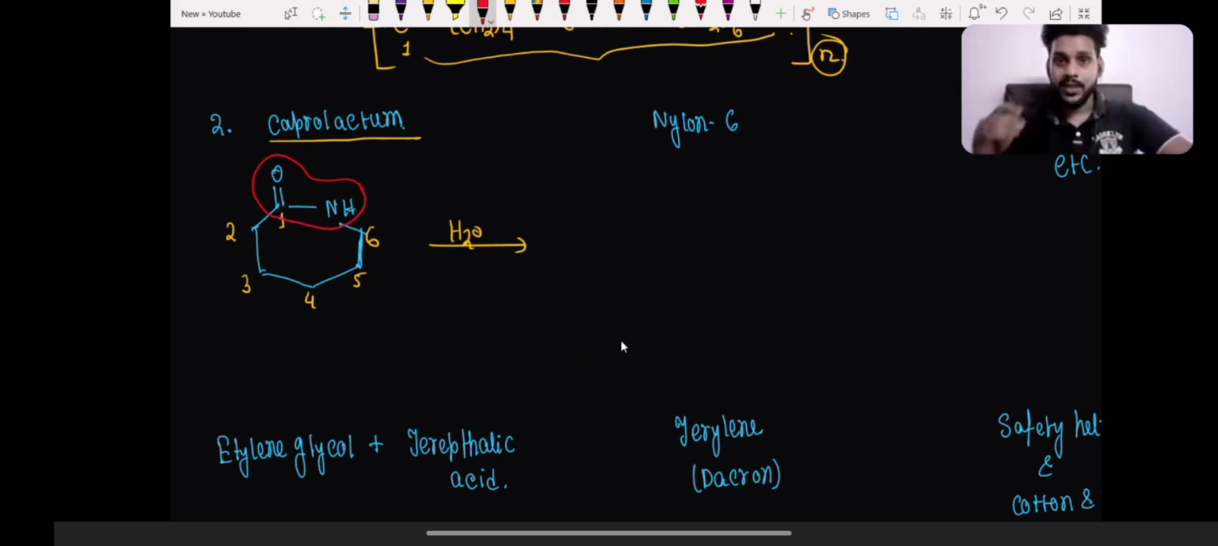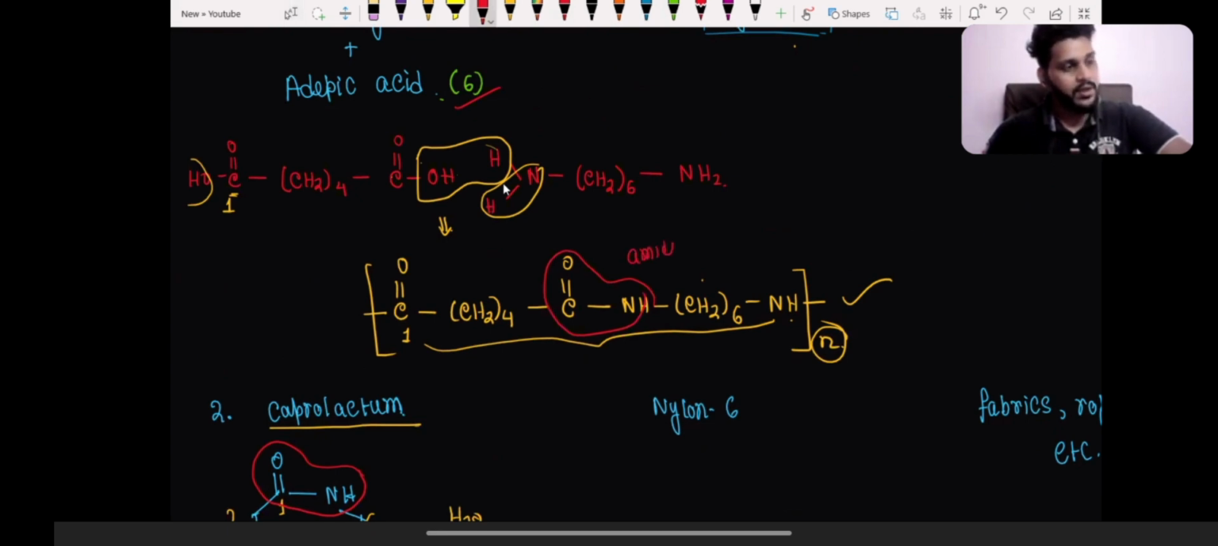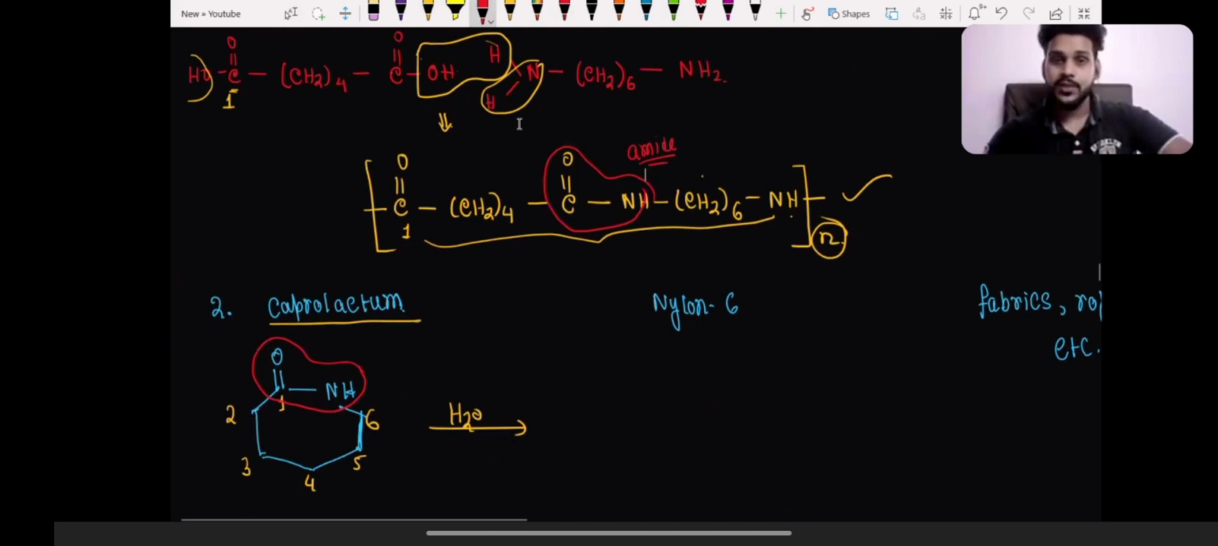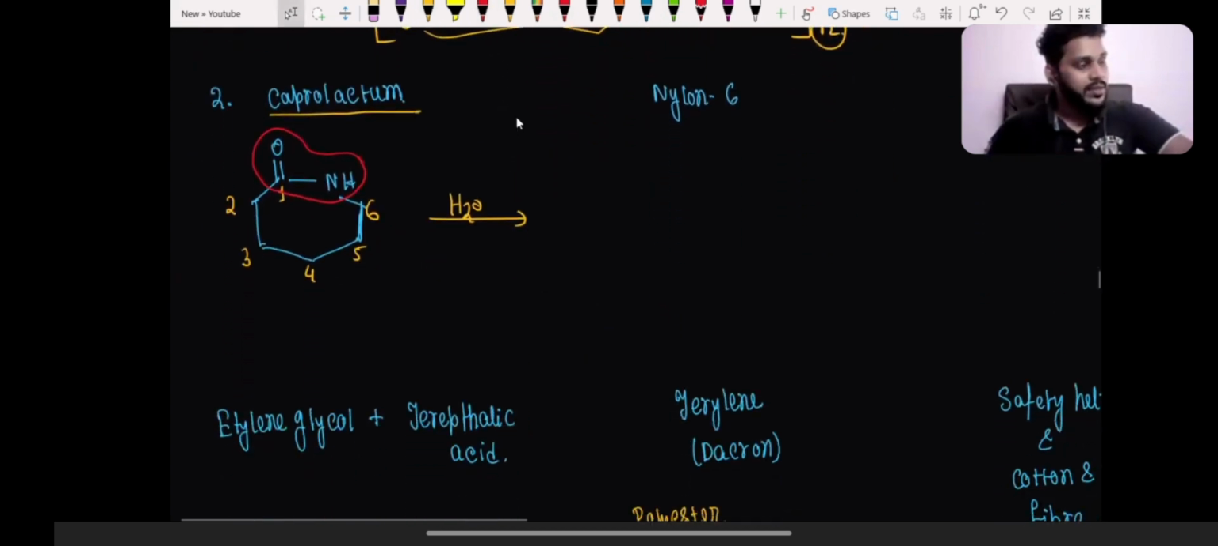Now you tell me, guys, what did we do before? We took an acid and an amine. From there, we took water out to get an amide. This is an amide moiety. This is an amide moiety, right? So if I add water with amide moiety, then what would happen? Then just the opposite reaction would happen. Means I would get an acid and an amine, right? So if I add water, what would happen, guys?